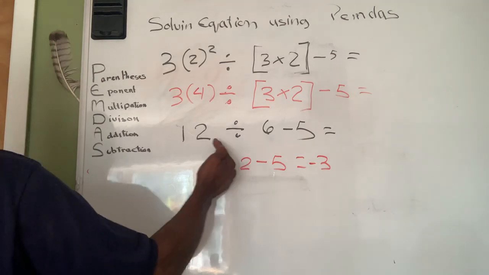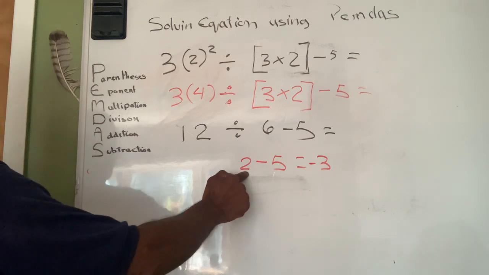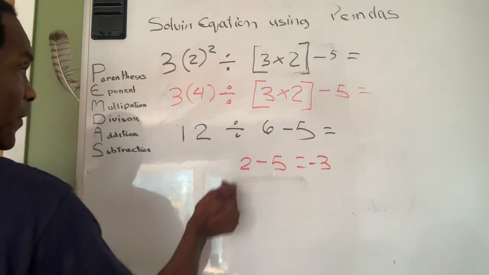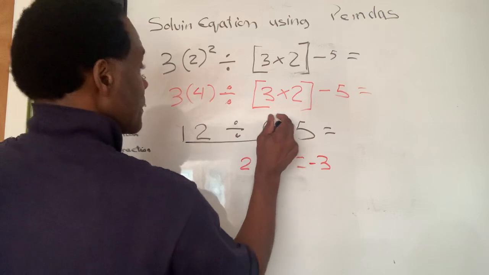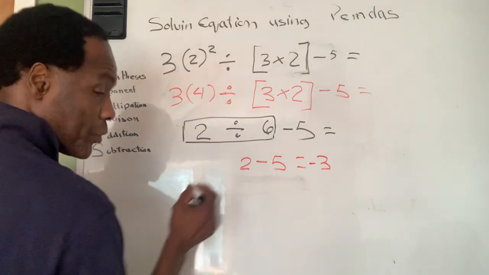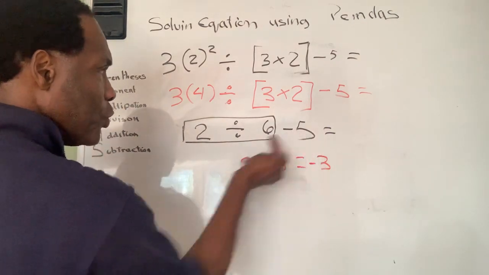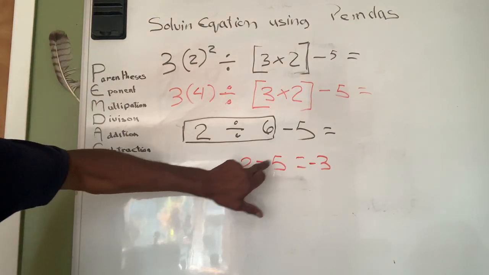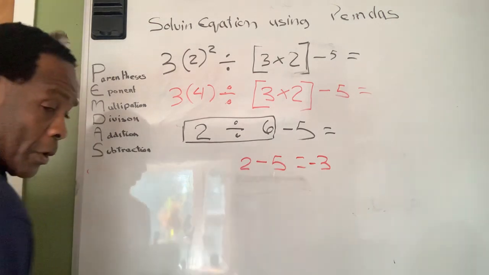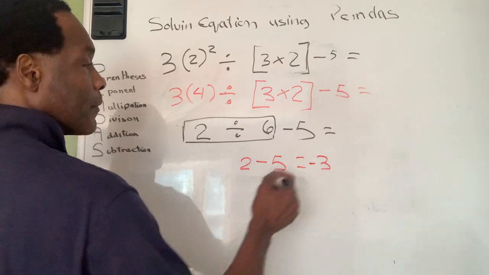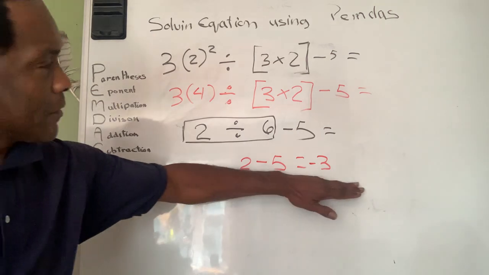So we know that 12 divided by 6 is 2, right? But in order to get rid of this division, we already worked this number, and this is erased. This became this 2. So we now have to subtract 5 from the answer 2, right? So 2 minus 5 is 3.